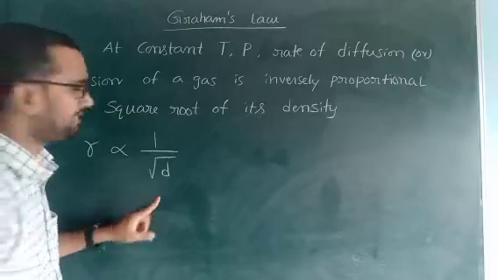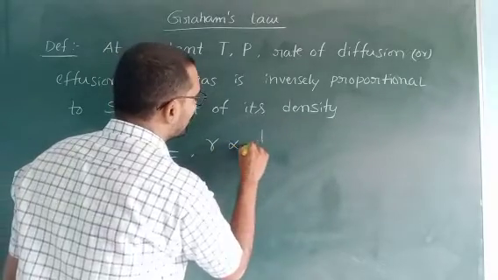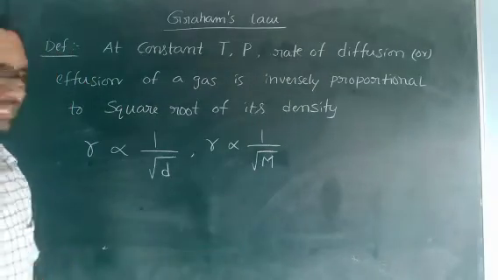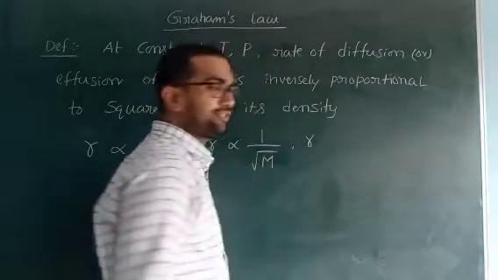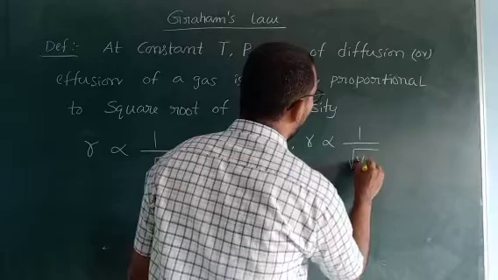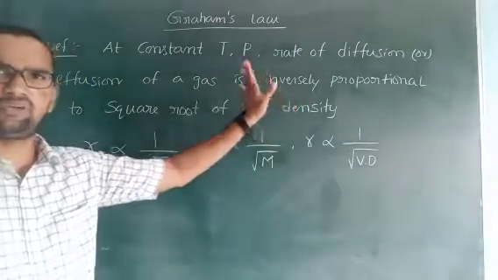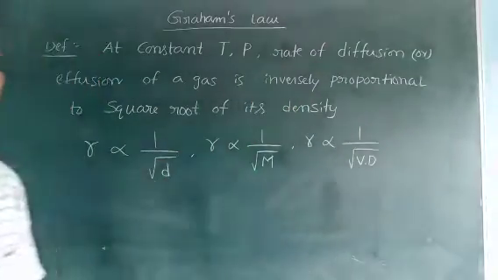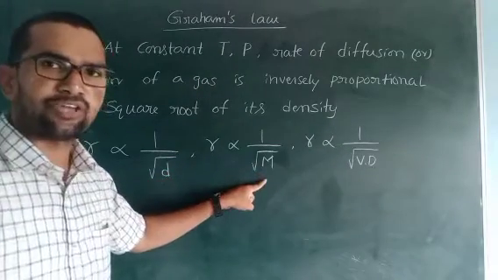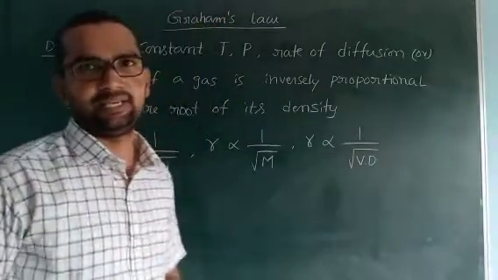And one more definition is there, that is the rate of diffusion of a gas is inversely proportional to the square root of its molecular mass, molecular weight. One more definition is there, the rate of diffusion of a gas is inversely proportional to the square root of its vapor density. Okay, ready? Three definitions, but write only one definition. Just remember these formulas. Simply, rate of diffusion is inversely proportional to the square root of its density, its molecular mass, its vapor density.